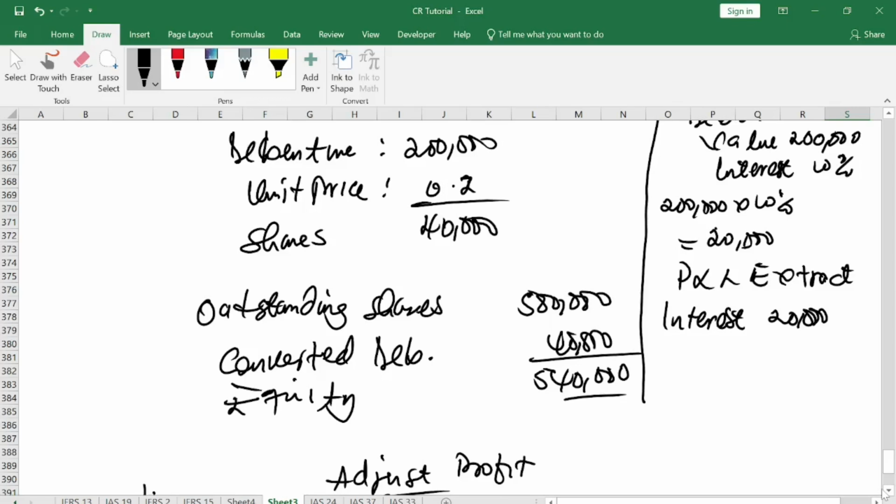Now, the moment you agree to convert these people to become ordinary shareholders, the interest that you are paying to them will no longer be paid. The company will consolidate it, or will take this interest back.